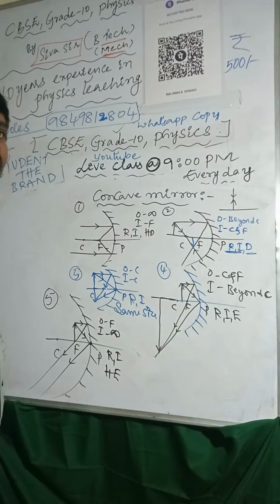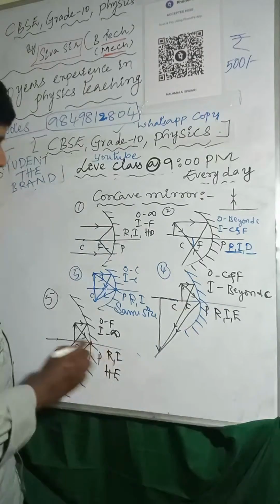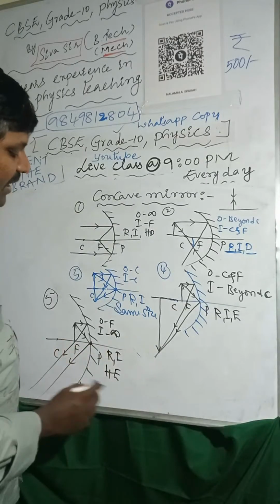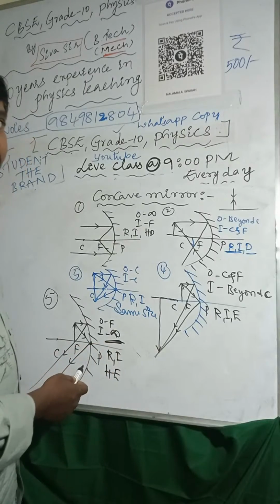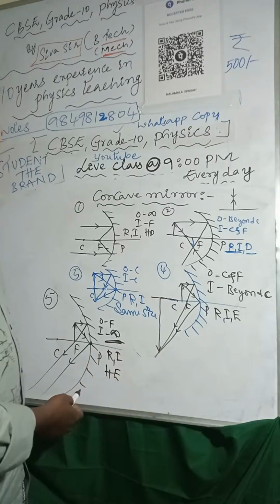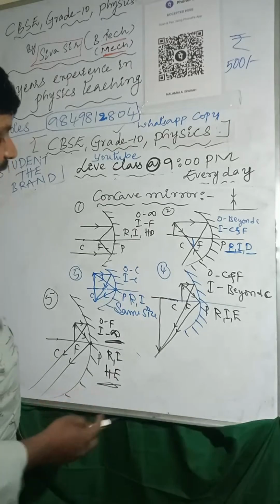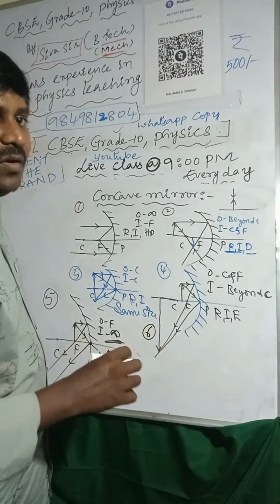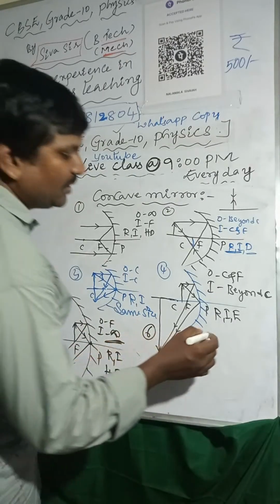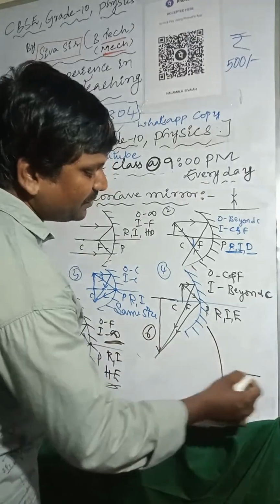So you can observe, if the object is placed at F, the image will form at infinity. The nature of the image is real, inverted, and the size of the image is highly enlarged. Coming to the sixth one, which is very, very important. Last case. In the concave mirror, they will definitely ask a 3 marks question.